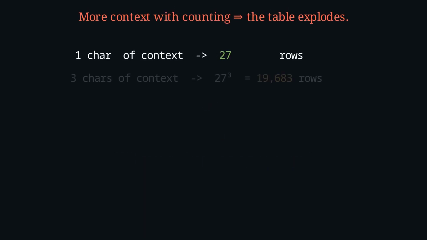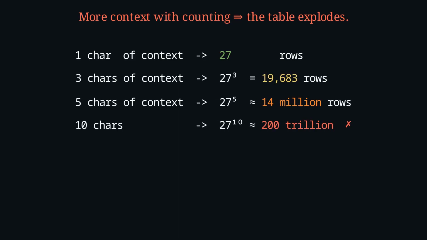Chapter 1. Why we can't simply count longer context. You might think, just count triples, or longer sequences. The problem is the table size. One character of context needs 27 rows. 3 characters needs 27 cubed, almost 20,000. 5 characters is already 14 million.